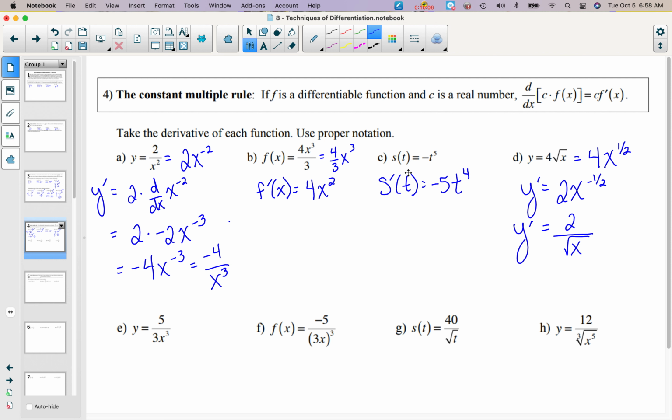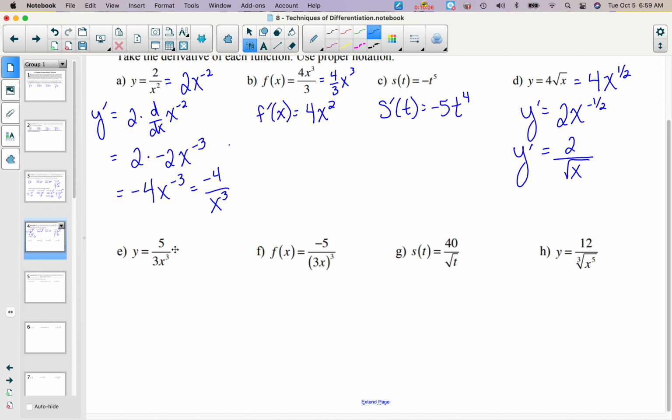Now, I do want to point out, notice my notation. When you are writing this down, don't just write down 4x squared. It is f prime of x. So make sure that you are putting the proper notation on these problems. So on the next one, I'm going to write this as 5/3 x to the -3. So that's my setup to use the power rule. So now I'm going to multiply, the 3's cancel, but I'm left with a -5 x to the -4. And then I'm just going to flip that back for my answer.